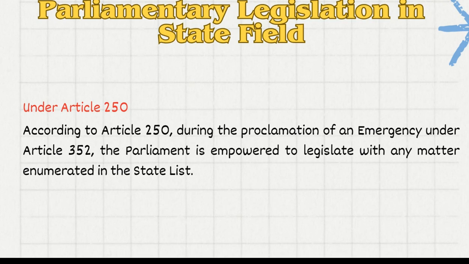According to Article 250, the Parliament is empowered to legislate with respect to any matter enumerated in the state list during the proclamation of an emergency under Article 352. Provisions in such laws which are ultra vires of the Parliament, or which are outside the competence of the Parliament but for the existence of an emergency, shall cease to be operative 6 months after such a proclamation of emergency under Article 352 is withdrawn.